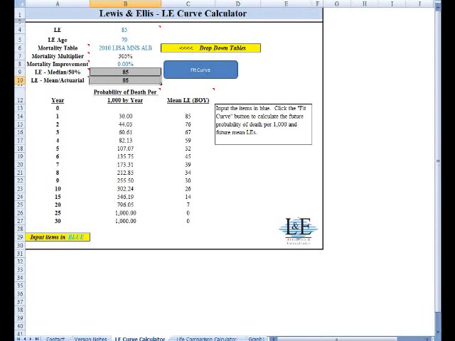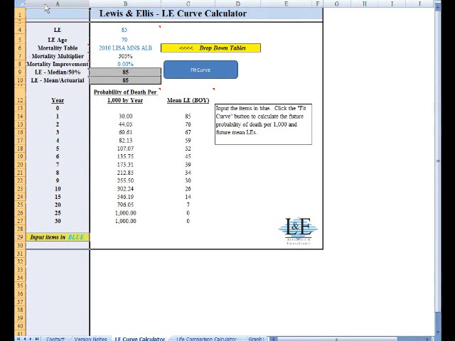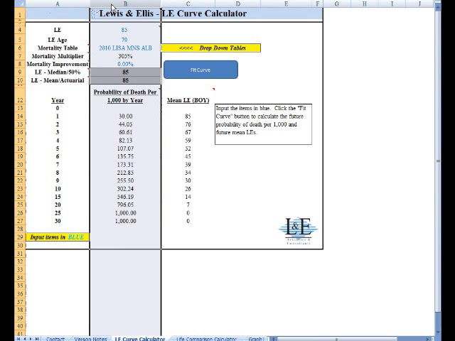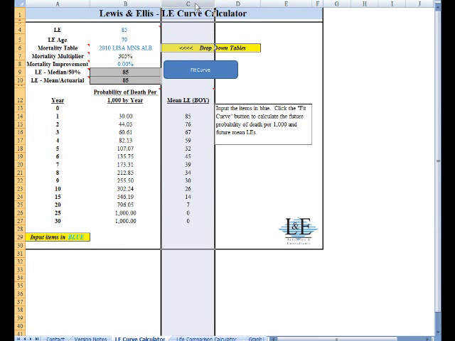Next, you will notice 3 columns. Column A lists the increase in years, while column B gives the probability of death per 1,000 that an individual will die in that year, given that they have survived the previous time period, either year, month, etc. And column C gives the mean LE at the beginning of the year.